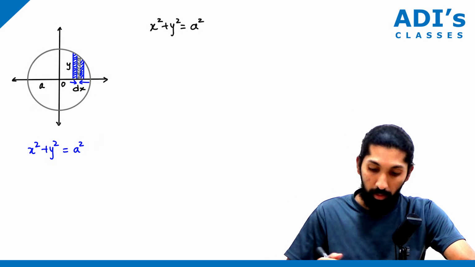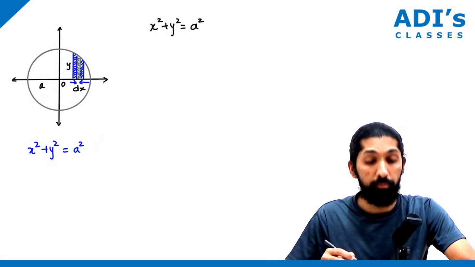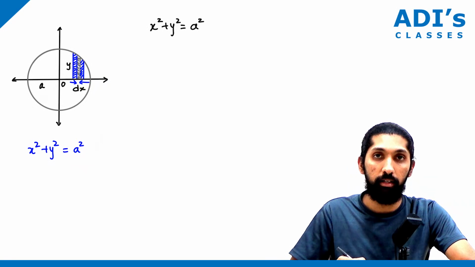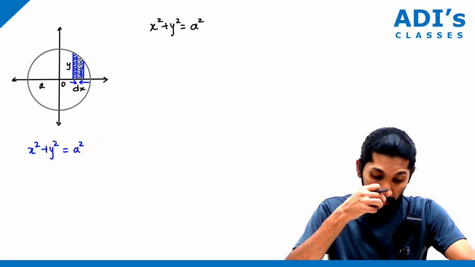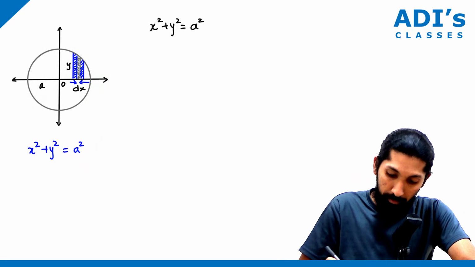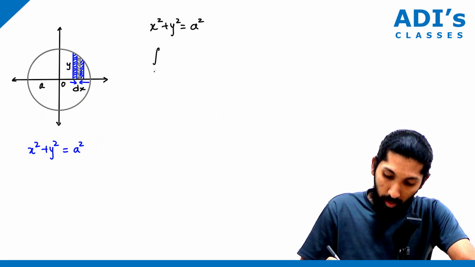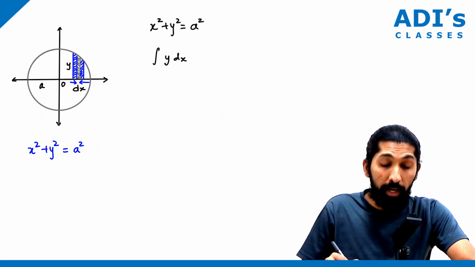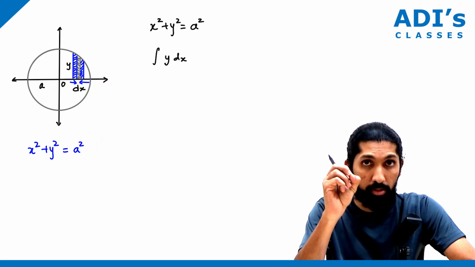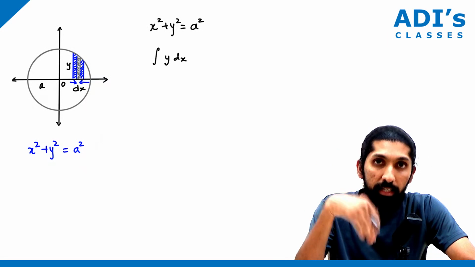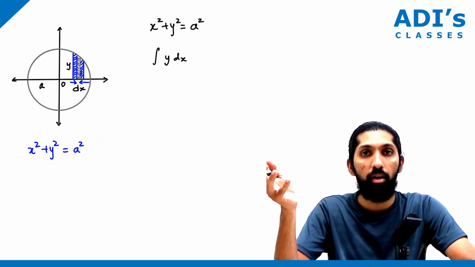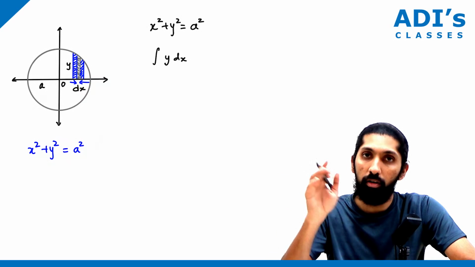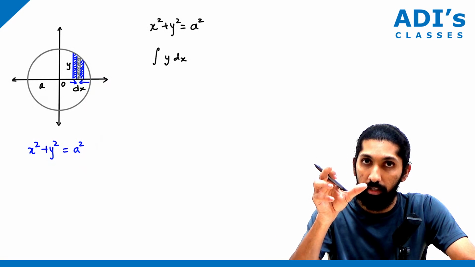Now, what will be the area of this particular rectangle? It's going to become y dx, length into breadth, right? So in this case, it's going to become the integral of y dx, because y dx gives us the area of one strip, and we are integrating every strip. Keep adding, and once you add everything, you are going to get the area of the entire quadrant.